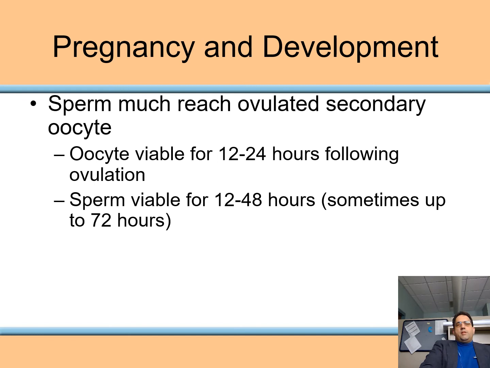So in order for pregnancy to happen, sperm must reach an ovulated secondary oocyte. The oocyte is only viable for about 12 to 24 hours, so up to a day following ovulation. The sperm is only viable for 12 to 24 hours, maybe 72 hours. So if you look at this, you're basically saying that there are only about 3 days out of the month you can have sex and get pregnant.